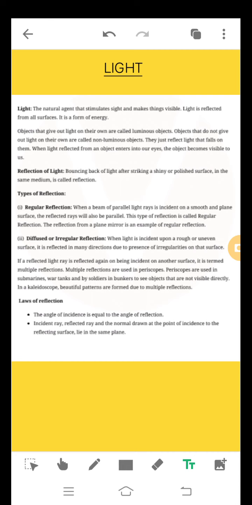There are certain laws of reflection. First, very important law of reflection is that the angle of incidence is equal to the angle of reflection. And second, the incident ray, reflected ray, and the normal drawn at the point of incidence to the reflecting surface lie in the same plane.